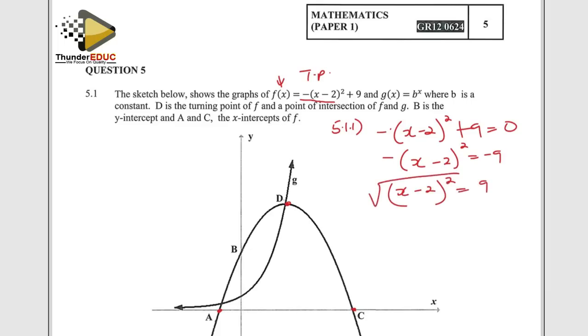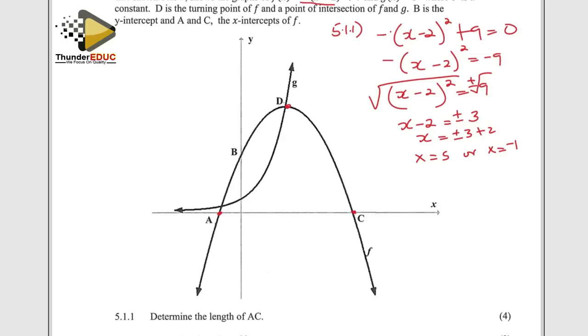Then I can find the square root. So pay attention to this. When using this method, do not forget that the square root must give you two answers, positive and negative. So if I move the 2, it's going to be x is plus minus 3 plus 2. So which means the first x is 5 or the other x is -1. So this means that A is at -1, C is at 5. They want the distance. So these are 5 units, this is 1 unit. So that's going to be 6 units. So you can say 5 minus -1, which still gives you 6 units. So you're going to mark based on that.